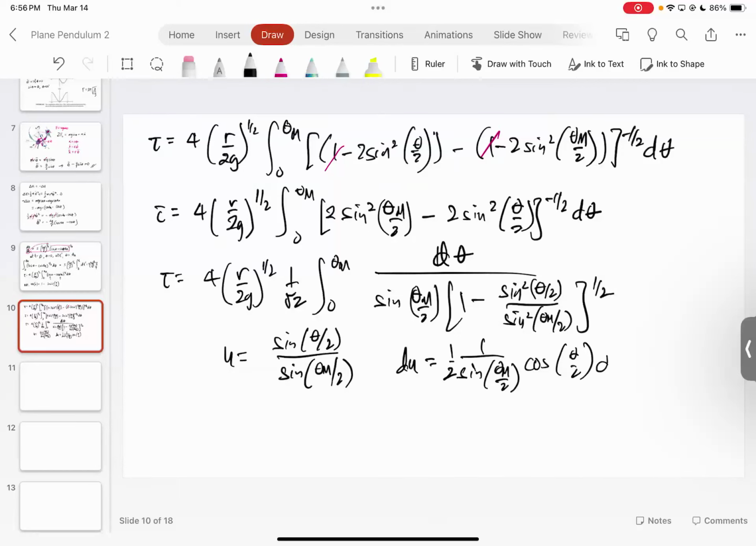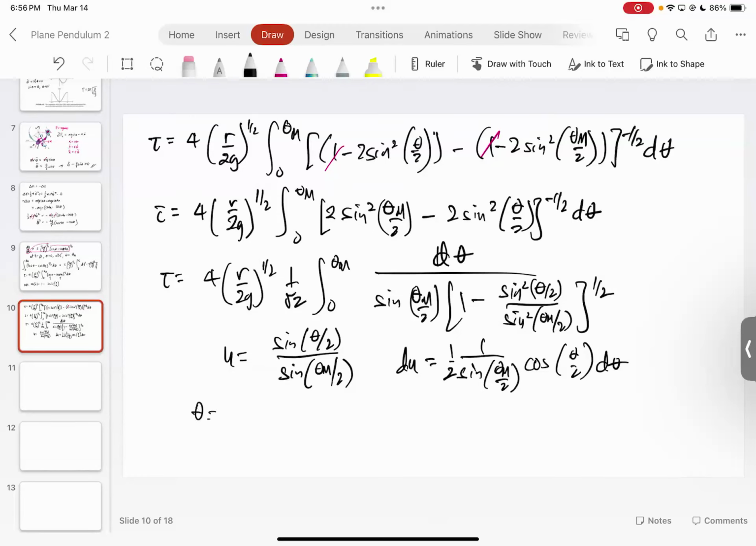Ay, nakalimutan ko yung d theta dyan. Okay na? Okay. So, syempre, i-replace na natin lahat yan doon, ano? Bago natin i-replace yan, papalitan muna natin yung limits of integration.